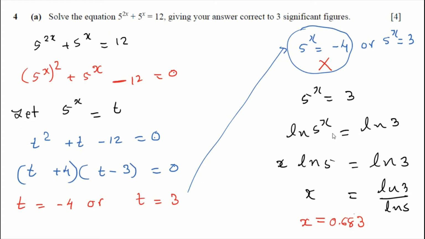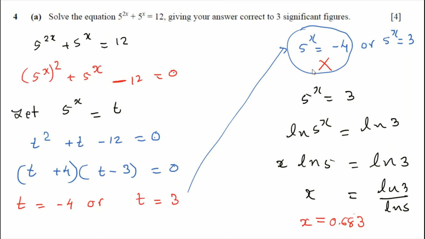We take the logarithm on either side to the base e. You can use some other base even. x ln 5 is equal to ln 3. So x is equal to ln 3 divided by ln 5. This will give you the answer x equals 0.683.